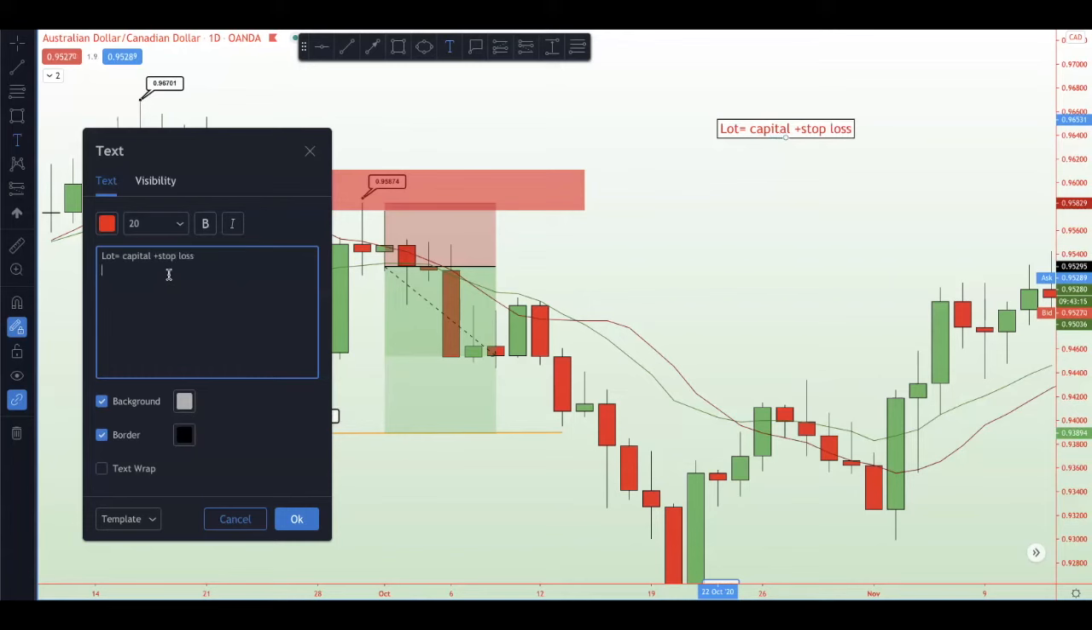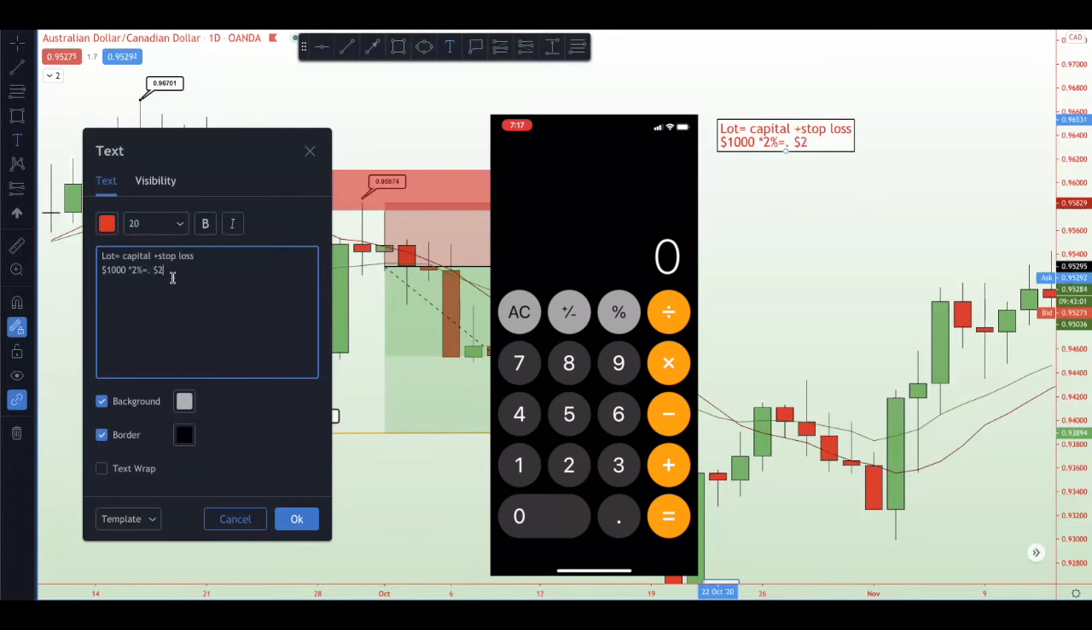So here's what this means. If you have the starting capital of $1,000 and you wanted to risk, let's say, 2% of our capital in our first trade, that means that you're going to risk $20. So let's do this in our calculator. I want you guys to get a calculator or get your phone, go to your calculator, and you're going to type in 1,000 times 2%, which is going to equal $20.